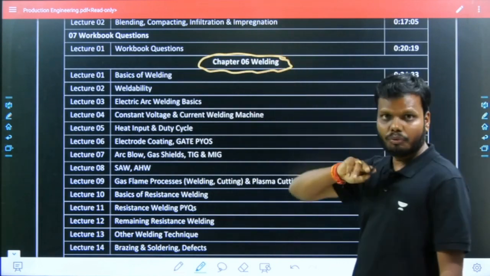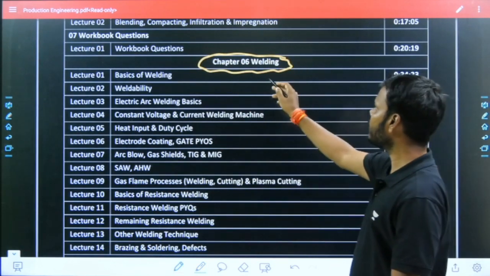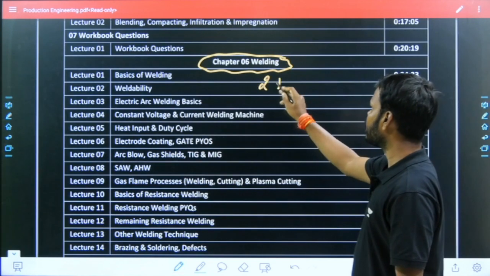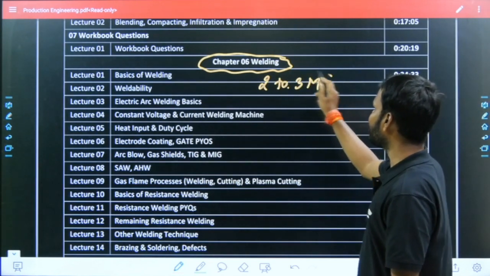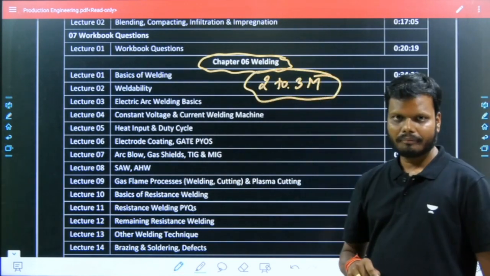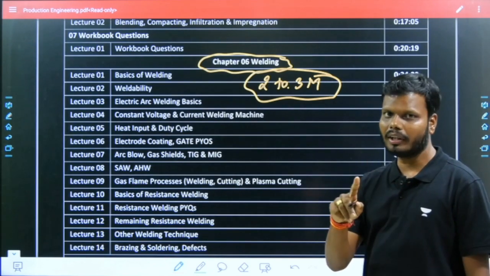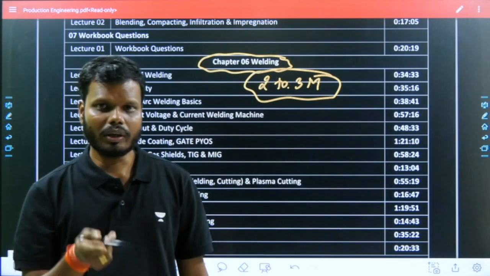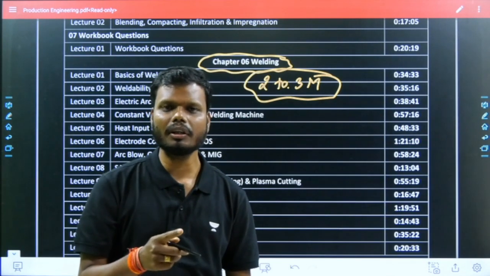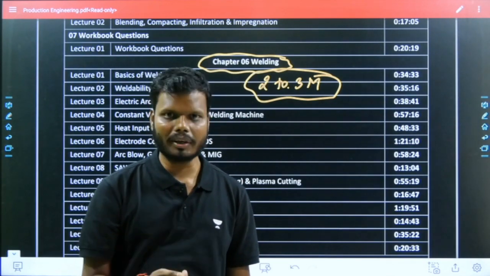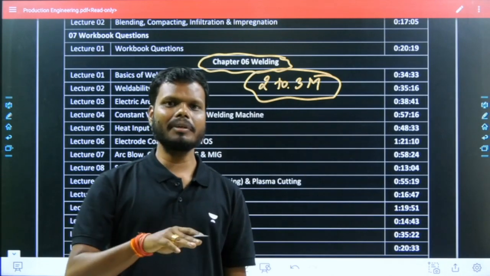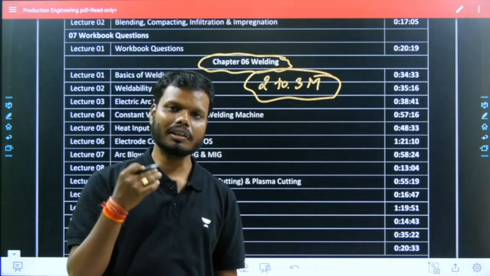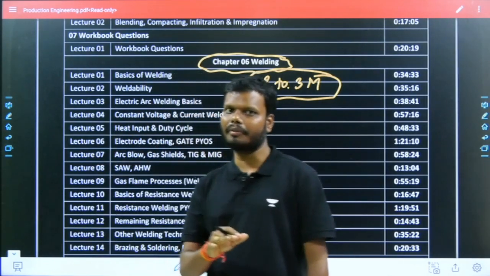So in the welding chapter, in GATE examination, 2 to 3 marks questions are asked. See carefully. One question is numerical and one question is theoretical. So the numerical question is a 2 marks question and the theoretical question is a 1 mark question. In GATE examination, welding questions are asked again and again every year.